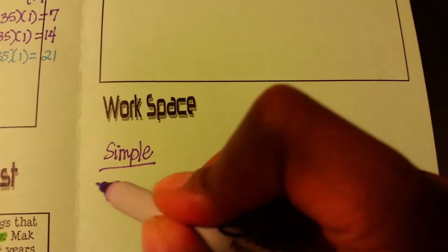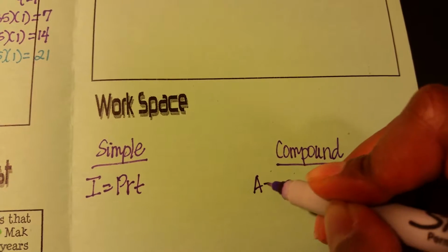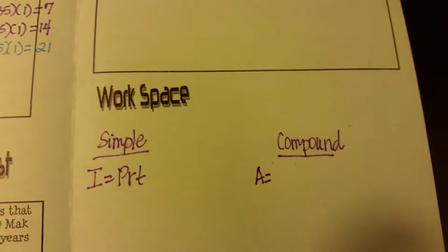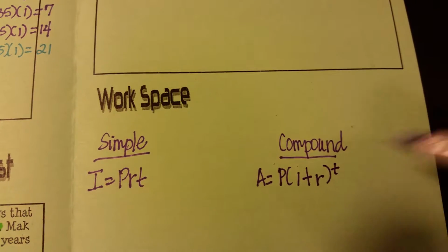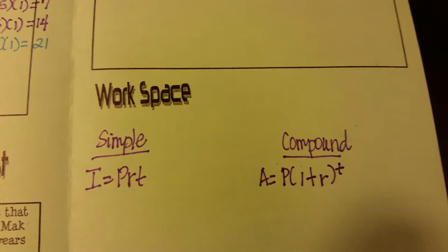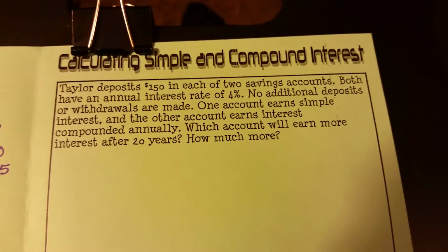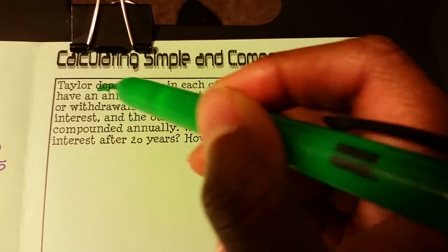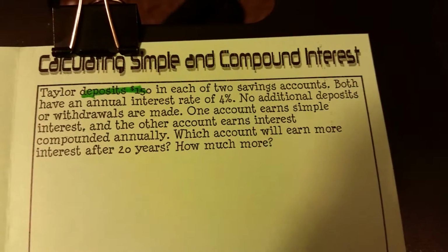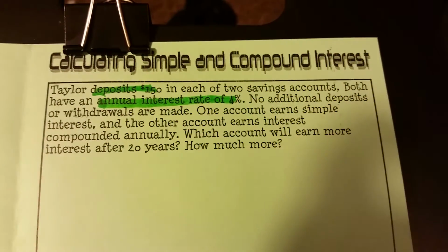All right, and if you want to, you can go ahead and write down the formulas. I equals PRT. A equals P times 1 plus R to the T. Okay. All right, so now that we have our formulas written down, let's look at our example here. It says Taylor deposits $150 in each of the two savings accounts. Okay. She deposits $150. Okay. Both have an annual interest rate of 4%. So an annual interest rate of 4%.